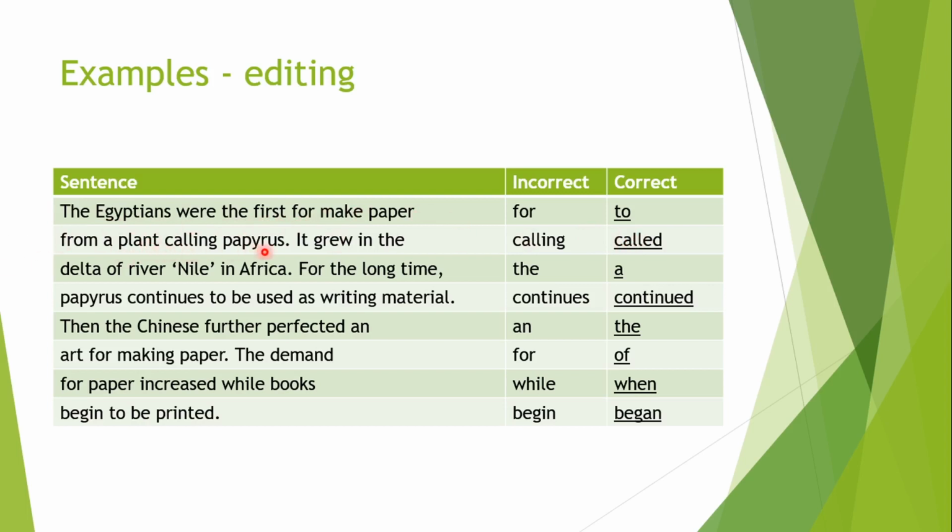From a plant calling papyrus. It grew in the calling paper. Plant calling papyrus. What does calling mean? Nothing. Called papyrus means what was its name? Papyrus. So calling is the wrong, incorrect word. So it should be called. Delta of River Nile in Africa for the long time. The is wrong. It should be A, for a long time.